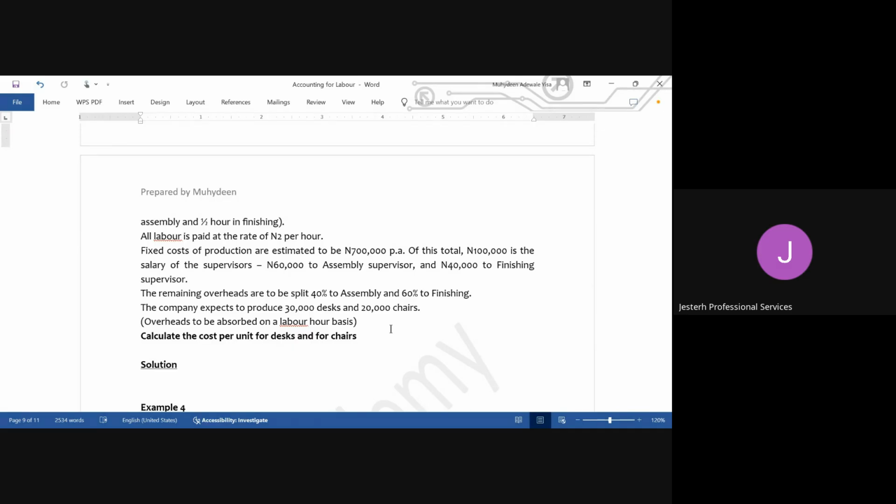Whenever splitting comes in, one thing that should come to your head is apportionment. They are apportioning it based on the percentage to the two departments, but they are not being specific on where they really want to charge the overhead to. So the company is expected to produce 30,000 decks, 20,000 decks. We have done all those ones. Now, since we are using a basis of apportionment, our overhead will be absorbed on the labor hour, based on what we did in the previous class.